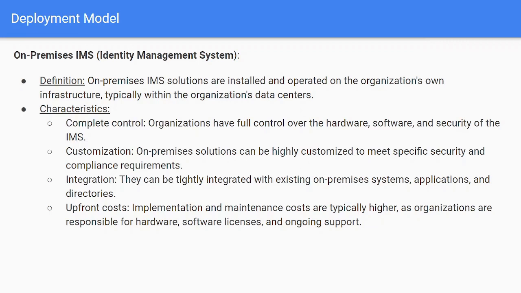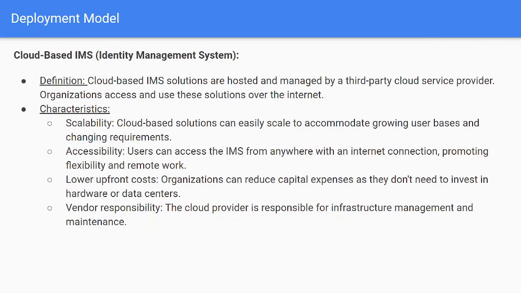Understand? Then the next one is upfront cost. At the beginning stage, if any organization wants to have their own identity management system, it's going to cost higher because the organization is going to be responsible for a lot of things. They're going to be responsible for buying all the hardware and the software license. You need to pay for software license and ongoing support. The initial cost, or the starting cost, is going to be borne heavily by the organization, and it is a higher cost.